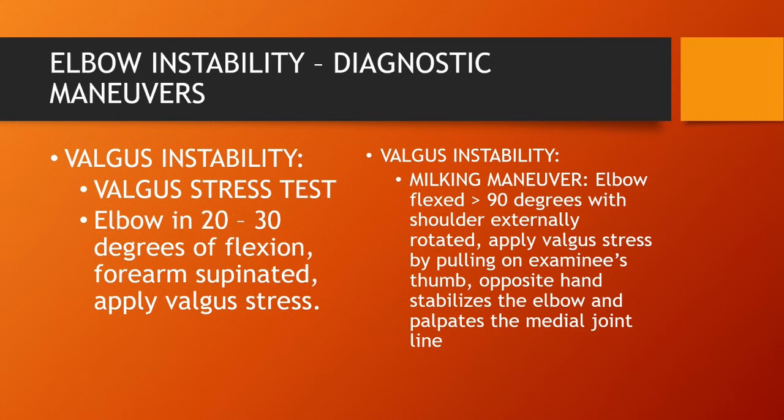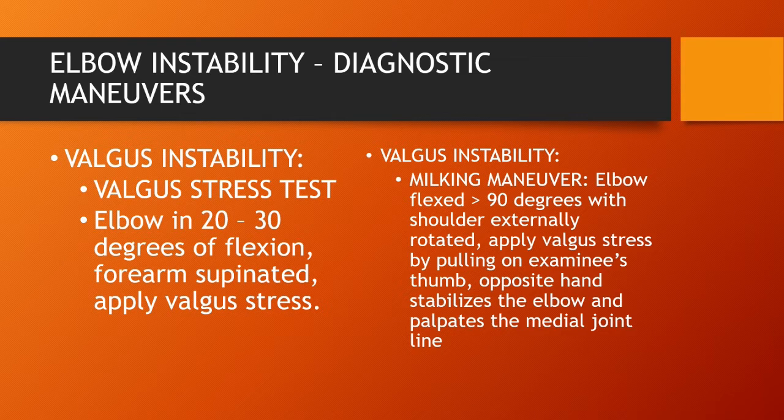With the valgus instability test, also known as the valgus stress test, you should have this section in your report, in your physical examination. You should have this labeled the elbow stability evaluation, and then underneath that, your first test is the valgus instability test.